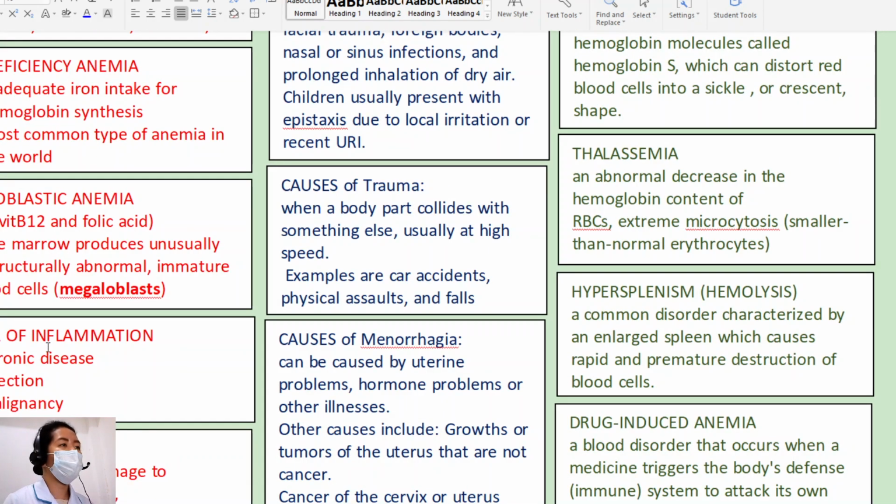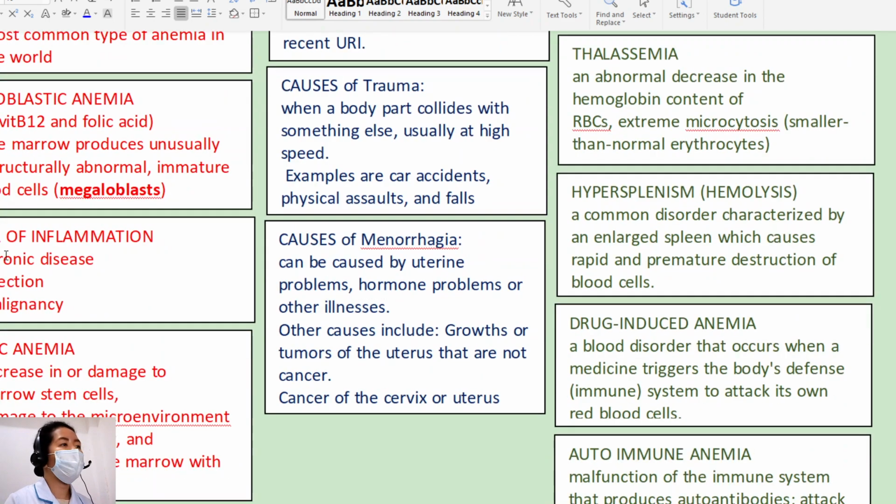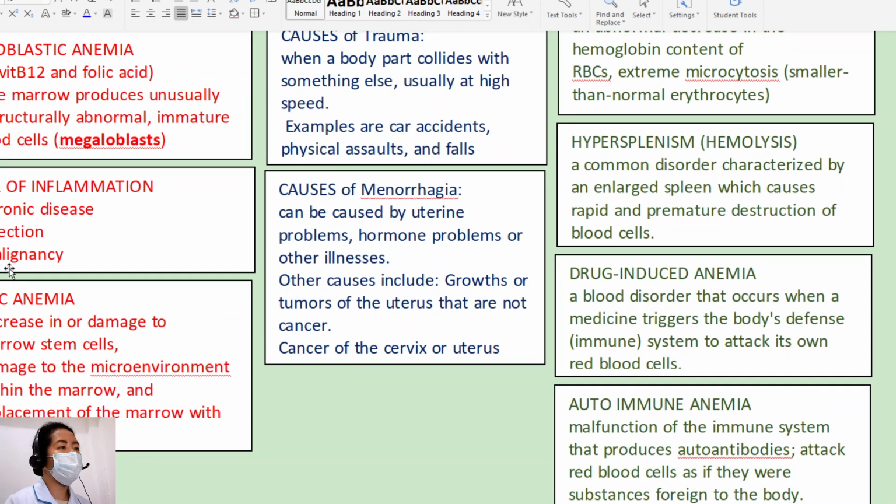Iron deficiency anemia. This is inadequate iron intake for hemoglobin synthesis and the most common type of anemia in the world. Megaloblastic anemia. Lack of vitamin B12 and folic acid. The bone marrow produces unusually large, structurally abnormal, immature red blood cells or megaloblasts. Anemia of inflammation. This may be due to chronic disease, infection, or malignancy. Aplastic anemia. Decrease in or damage to marrow stem cells, damage to the microenvironment within the marrow, and replacement of the marrow with fat.